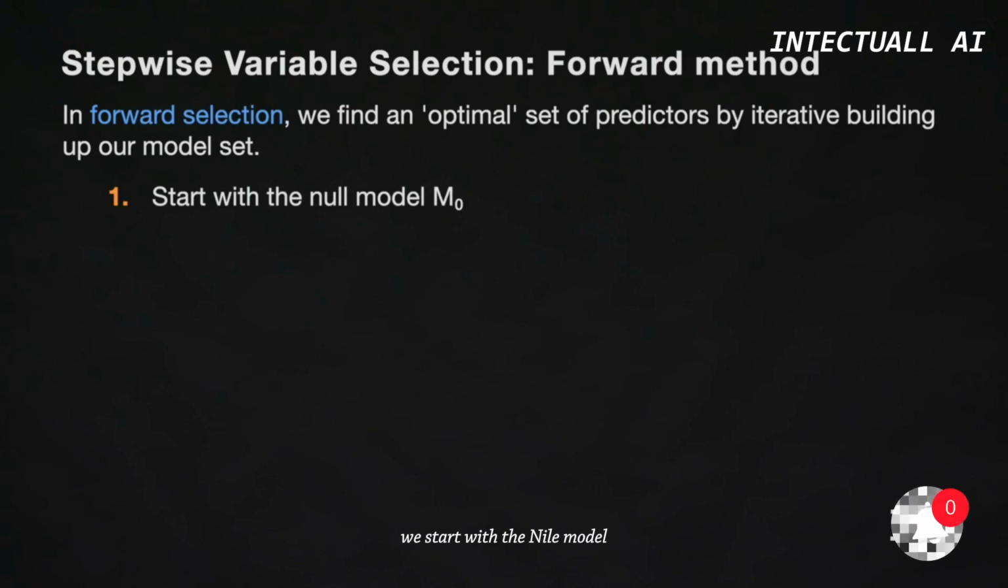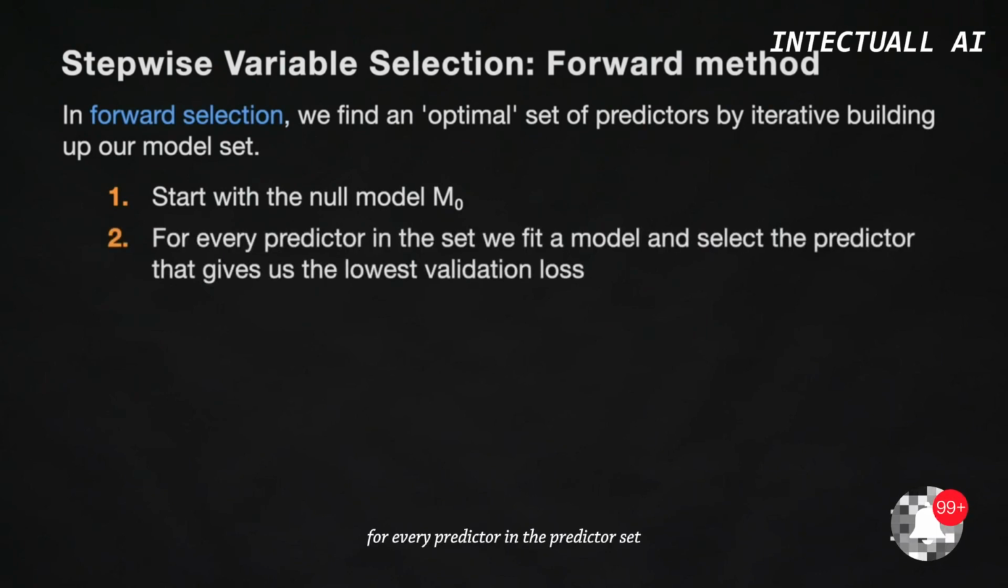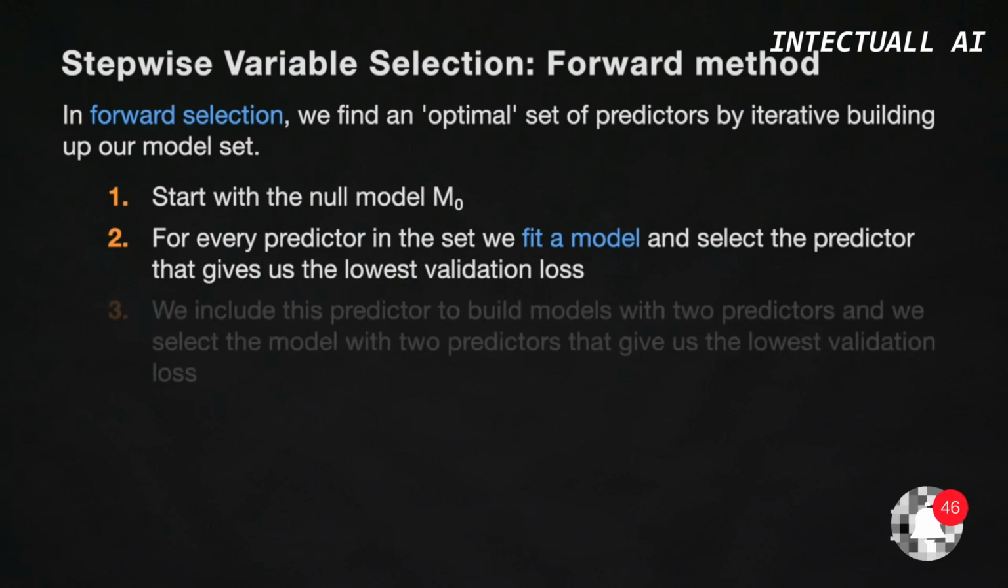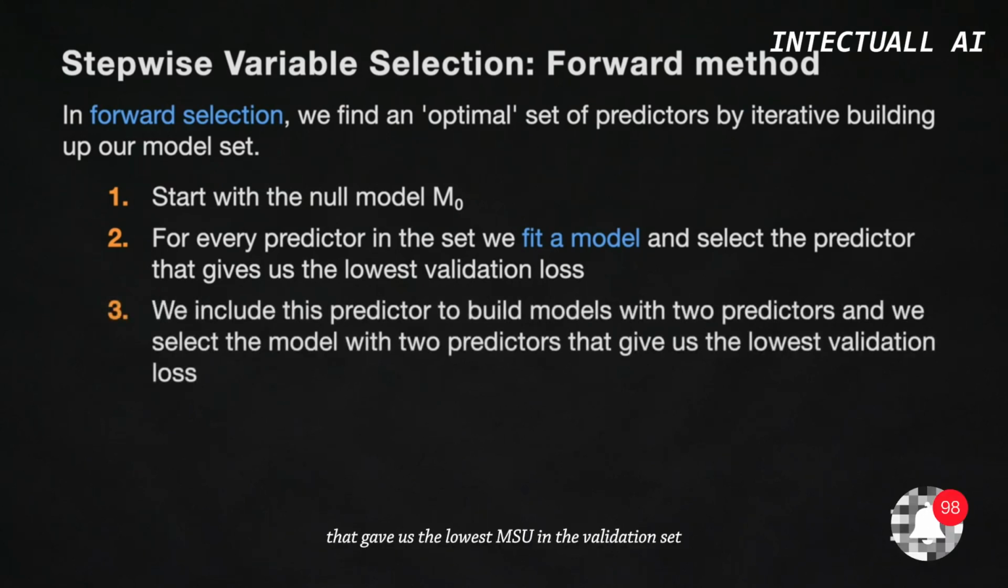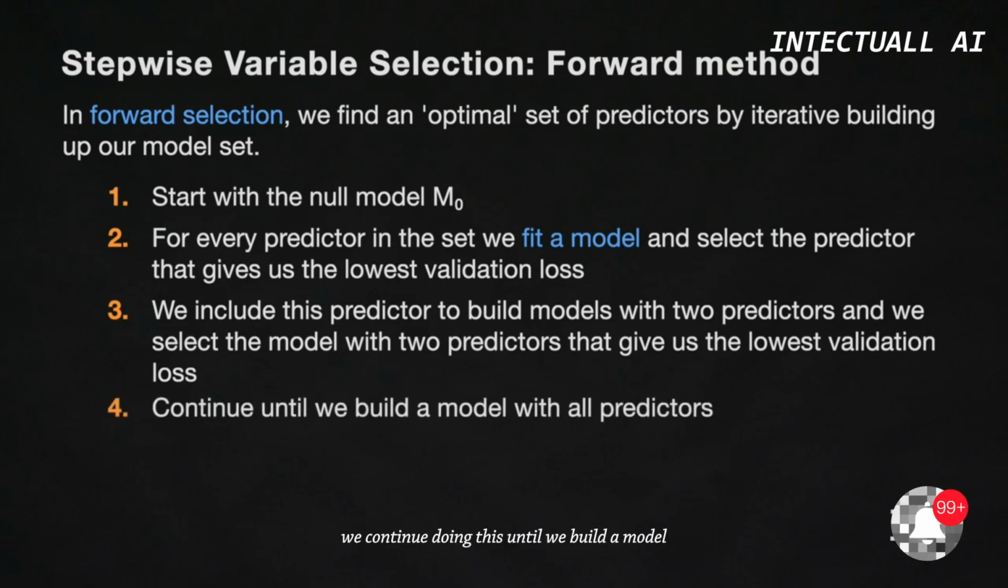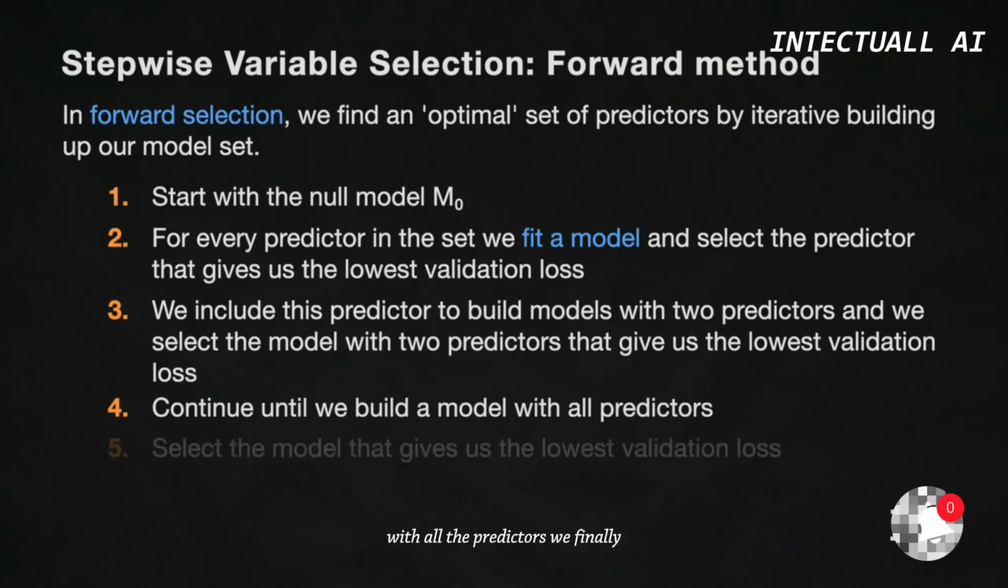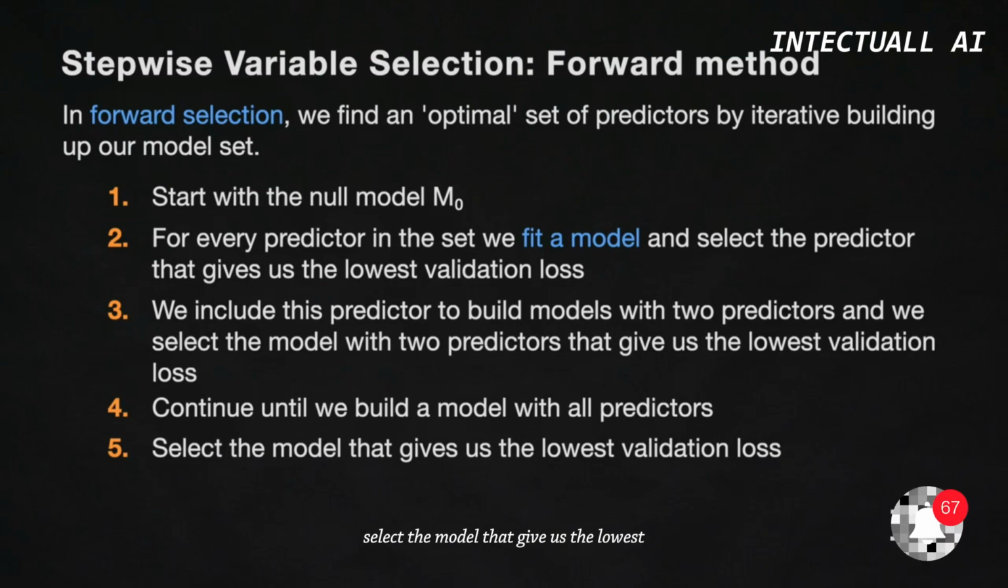We start with the null model, the model with only the bias. For every predictor in the predictor set, we fit a model and select the model that gives us the lowest validation loss. We include the predictor that gave us the lowest MSE in the validation set to build models with two predictors, and we select the model with two predictors that gives us the lowest validation loss. We continue doing this until we build a model with all the predictors. We finally select the model that gives us the lowest validation loss.